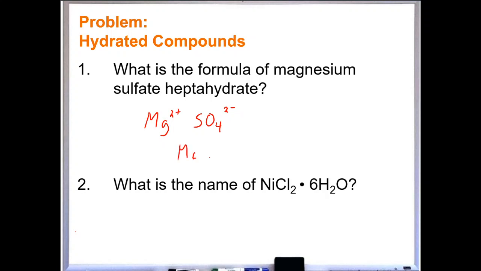So we say MgSO4. Okay, not too bad. Sorry, that's a G, believe it or not. Okay, there we go. So this is already balanced. Now we just need to write our heptahydrate.